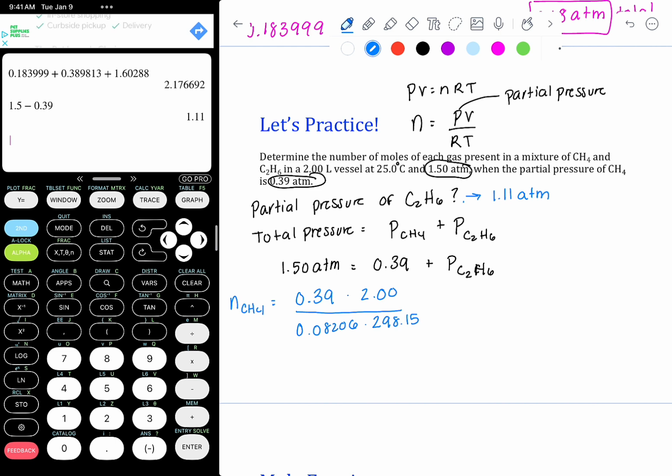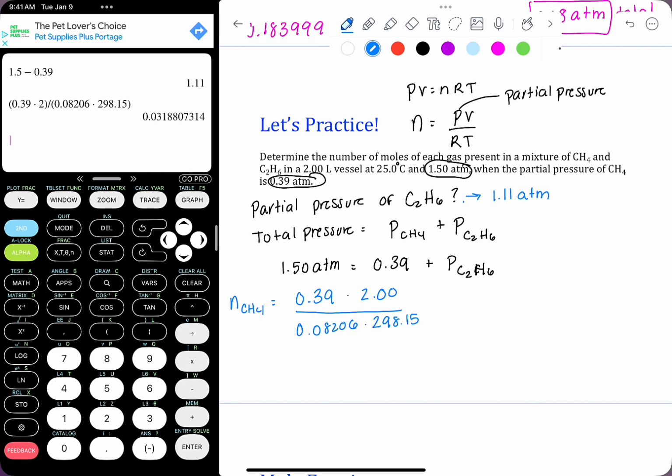So we get 0.39 times 2 divided by 0.08206 times 298.15. So the number of moles of CH4 is equal to 0.0318, with 3 sig figs. There we go.